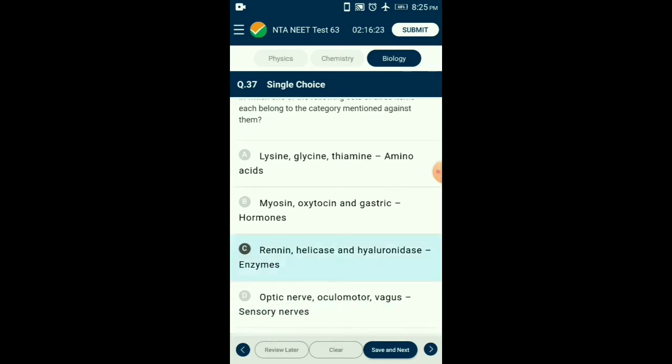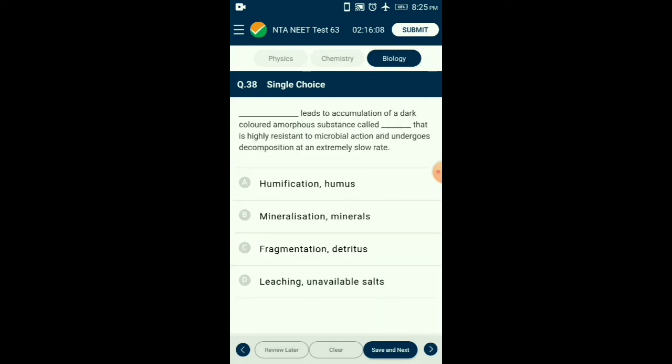Renin, helicase and hyaluronidase are enzymes. Question number 38. Dash leads to accumulation of dark colored amorphous substance called dash that is highly resistant to microbial action and undergoes decomposition at an extremely slow rate.